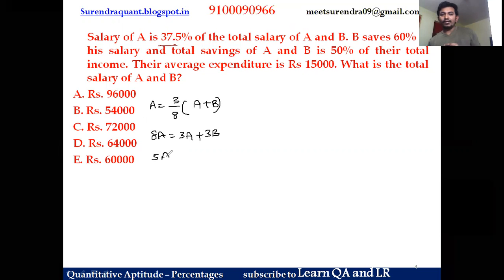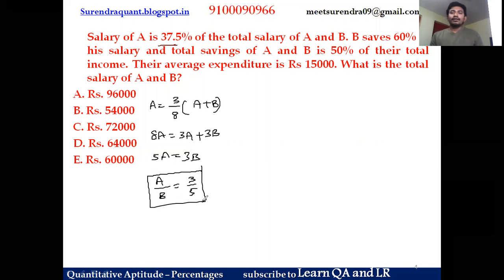If 5A equals 3B, what is the A to B ratio? This is 3 to 5. B goes to the denominator and 5 goes to the other denominator. So the A to B salaries ratio is 3:5. Once you've done this part, the other part is just like the ticket part.